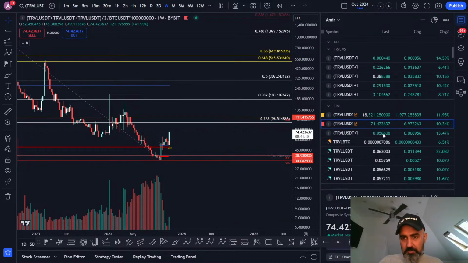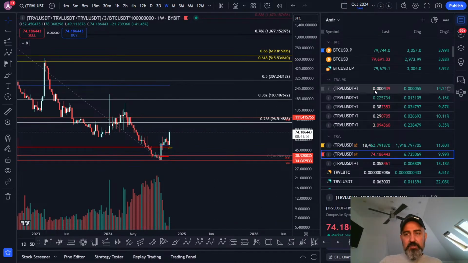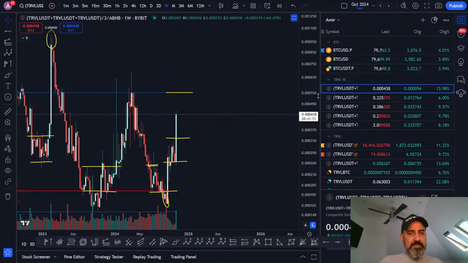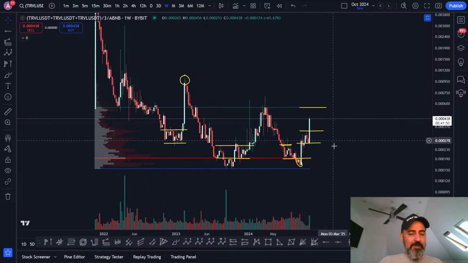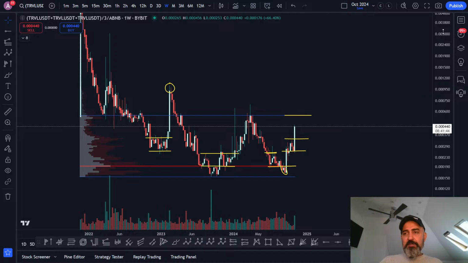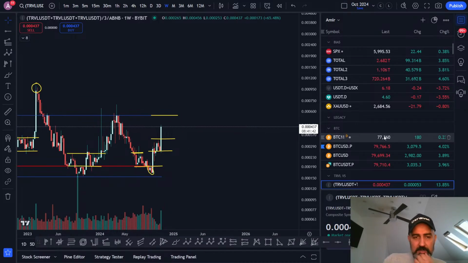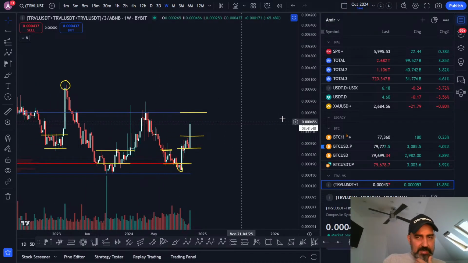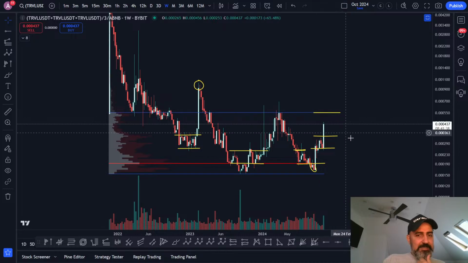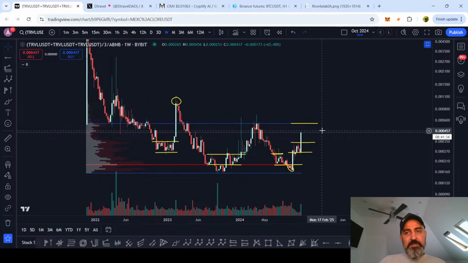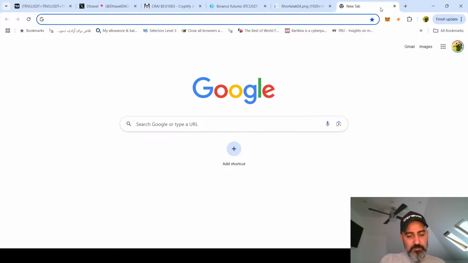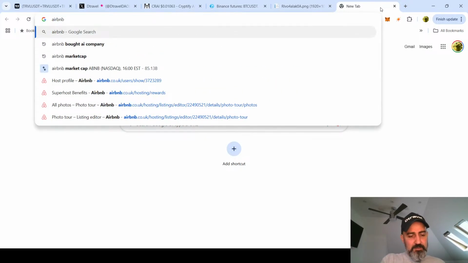If I was to compare it to some other tokens, this is against Airbnb. Why would you have Airbnb when you can be in TRVL? Look, we're making really good gains against Airbnb now. We're actually more bullish against Airbnb than against USDT at the moment. And that kind of gives me the clue that Airbnb is probably dropping.